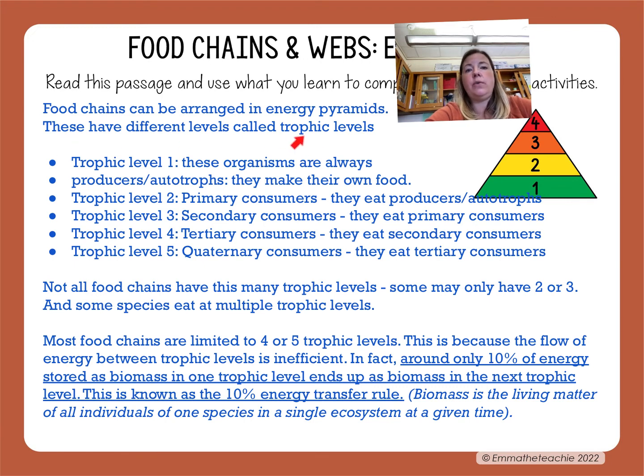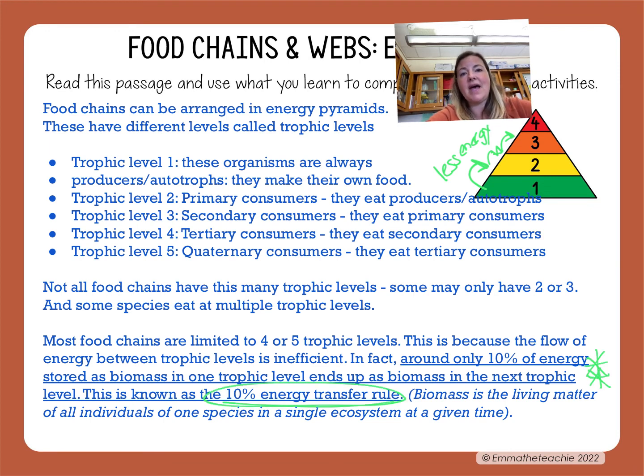Trophic level 1 is always going to include the producers that make their own food, and that's where the most amount of energy is available. As you go up, there's less and less energy available, and so there's also a lesser number of organisms because only 10% of that energy is being passed up. Most food chains are going to be limited to 4 or 5 trophic levels, and that's because of the transfer of energy being so inefficient. Only about 10% of that energy is being passed from one trophic level to the next. This is known as the 10% energy transfer rule.